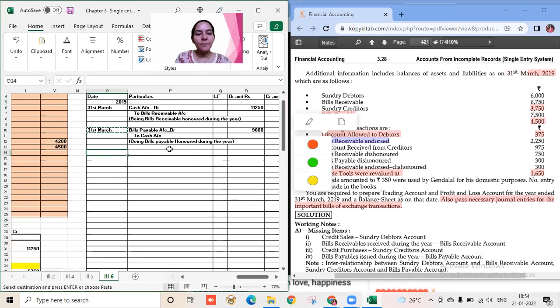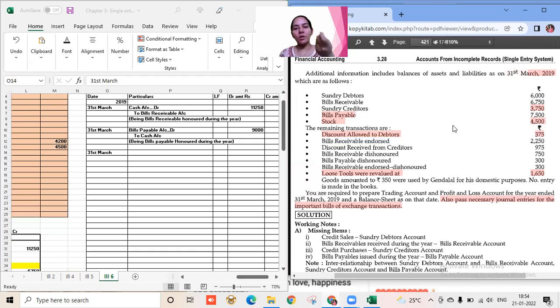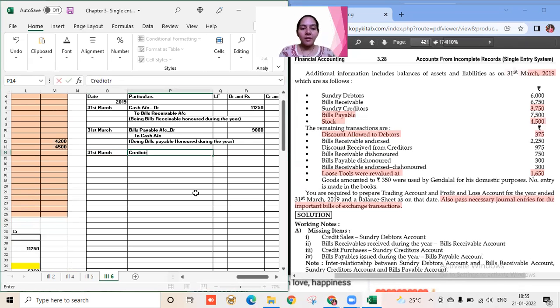What do you mean by endorsed? Give that bill to your creditor as if you are making the payment, right? The creditor will go to your debtor and ask for the money on the due date. So when you endorse the bill, like how you hand over a cheque, in the same way you can hand over the bill to somebody else. When you give your bill to somebody else, that is nothing but going to be your creditor. So the creditor becomes the receiver. So debit the creditor's account with the amount of rupees 2250.